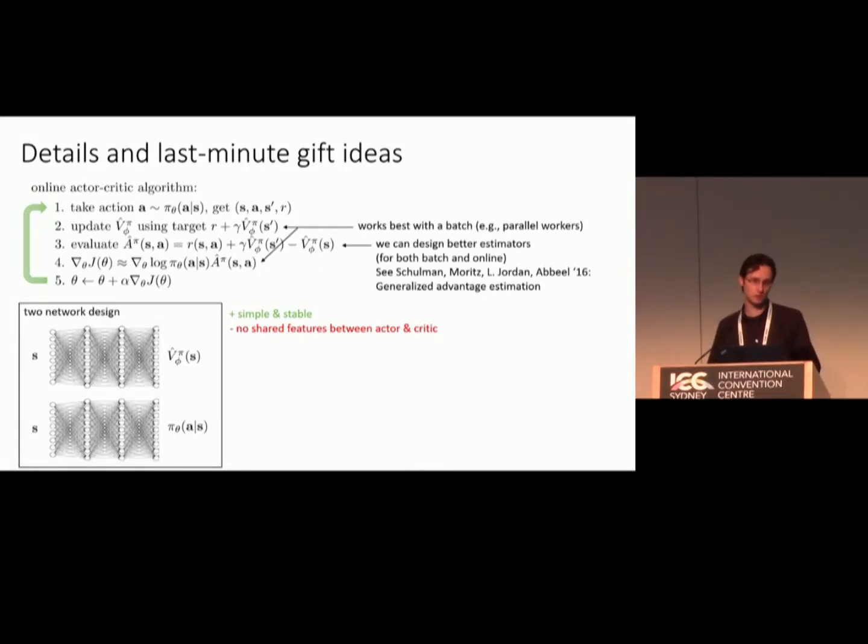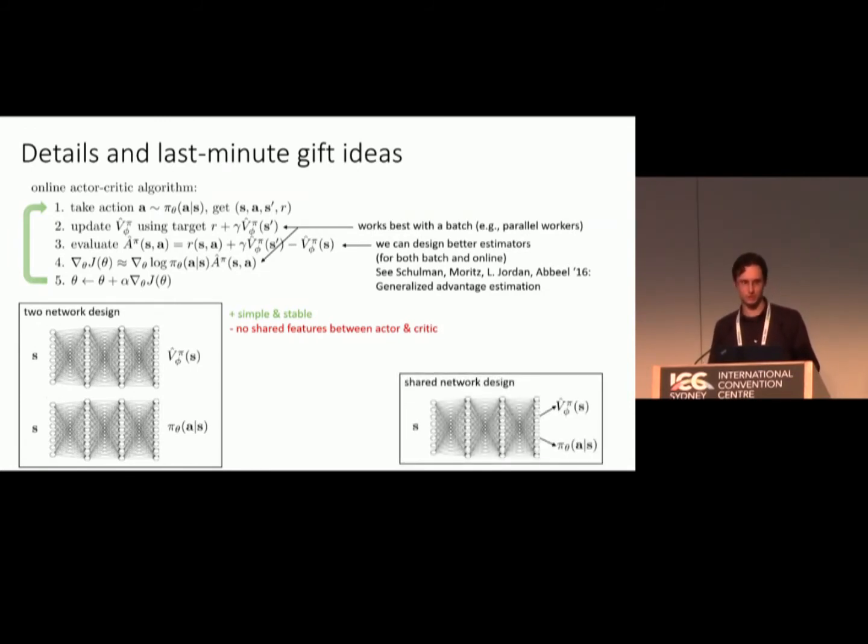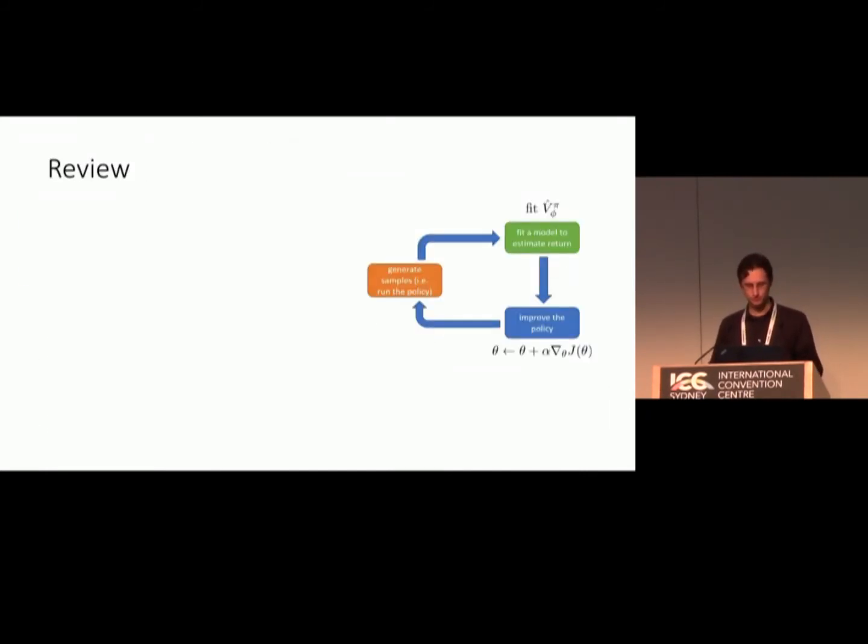If you believe that the features that you need to estimate your value are somehow related to the features that you need to estimate the policy, then you can also combine these into a single network with two heads, one for outputting the value and one for outputting the action distribution.